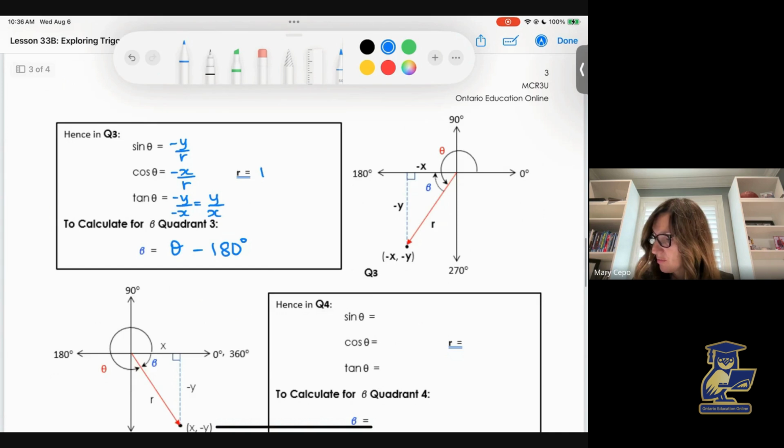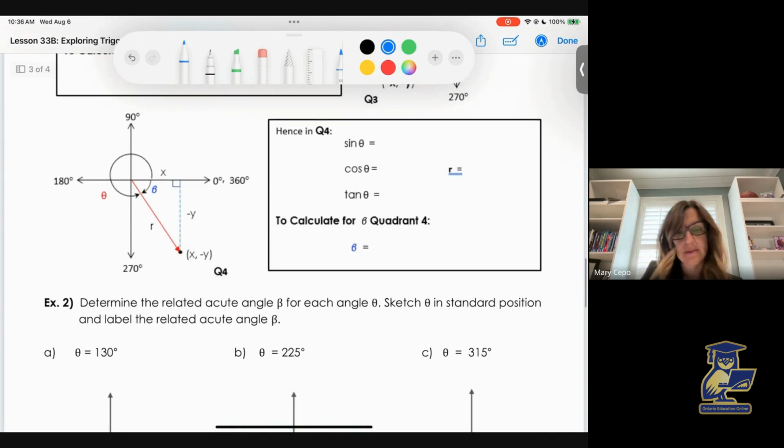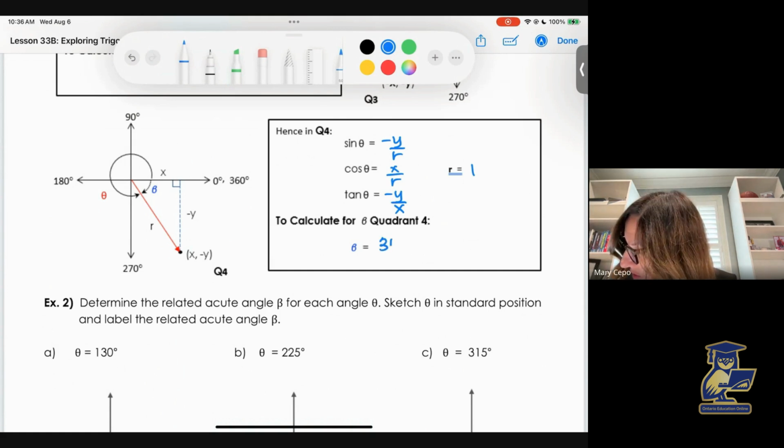Now moving into quadrant number 4. Okay, in this case, the x is positive, the y is negative in quadrant 4. So again, coordinates impact the ratio. Whichever ratio has a y in it will now become negative. So sine theta is negative y over r, cosine would be x over r, and tan would be negative y over x. r is still 1. Now, how do we determine that related acute angle? Again, with the terminal arm in quadrant 4, the difference from 360 to the principal angle will give us our related acute angle. So we're going to take 360 degrees minus our principal angle theta.